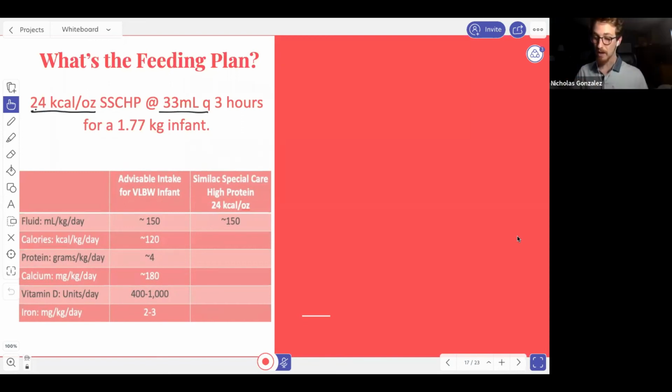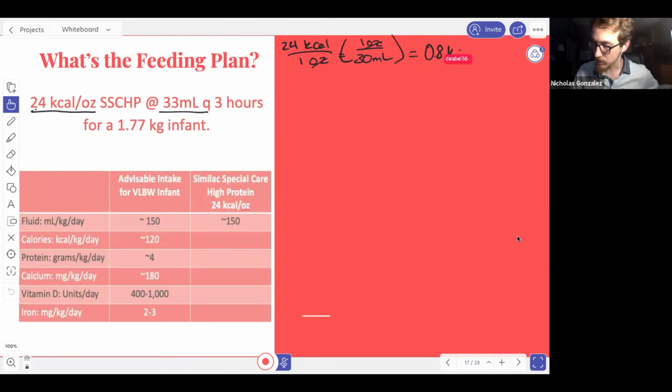Right, so then let's figure out what this formula at this rate is going to provide this infant, and compare it to the advisable intake for their birth weight. We're going to see whether the provided formula at this rate is going to meet the advisable intake for the infant. The first thing we're going to do is take the calories per ounce and convert it to calories per milliliter. As always, we have 24 calories per ounce divided by 30 milliliters per ounce, which gives us 0.8 calories per milliliter.